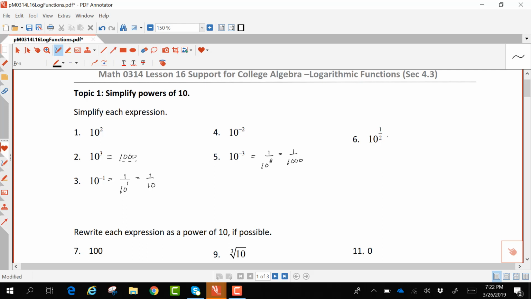On number 6, 10 to the 1/2 is a little different. Anytime your exponent is a fraction, this becomes a radical. 1/2 would be a 2 on the hook, which is just a square root. If it had been like 10 to the 1/3, that would be a cube root. And then you would put your 10 under the radical, referred to as the radicand.